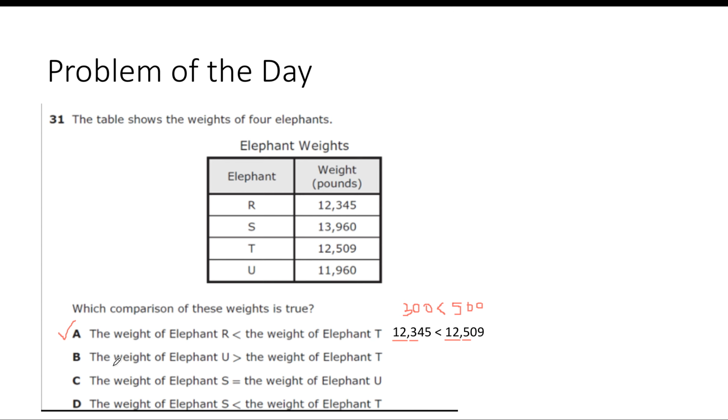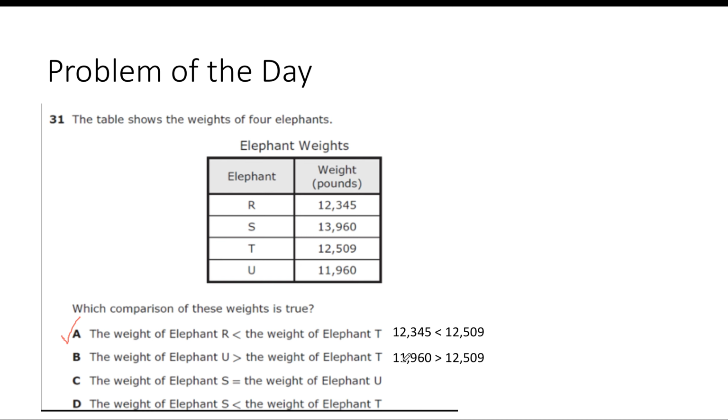So now let's look at B. The weight of elephant U is greater than the weight of elephant T. So I'm going to go to weight of elephant U, and I see that it's 11,960. And the weight of elephant T, that's 12,509. I'm going to write those two numbers next to the answer choice again, like I did for A. So now, we already said that this one was correct. I'm going to keep that there.